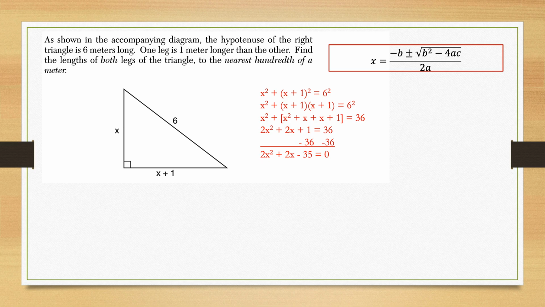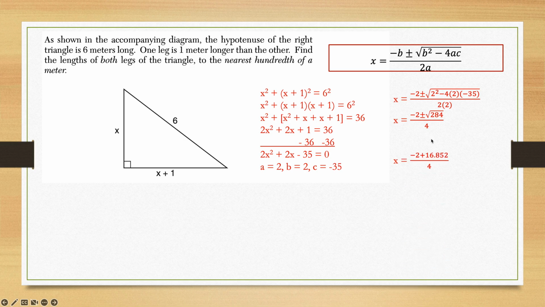Now, I might, in fact, try to factor this a bunch of ways to Sunday to get it down pat. But when I see this phrase, nearest hundredth of a meter, that means decimals, and decimals come from the quadratic formula. So I'm going to go with the quadratic formula, which I have highlighted here. A is 2, B is 2, C is negative 35. Plugging the numbers in here, I get negative 2 plus or minus the square root of 284 over 4, which is negative 2 plus 16.852.